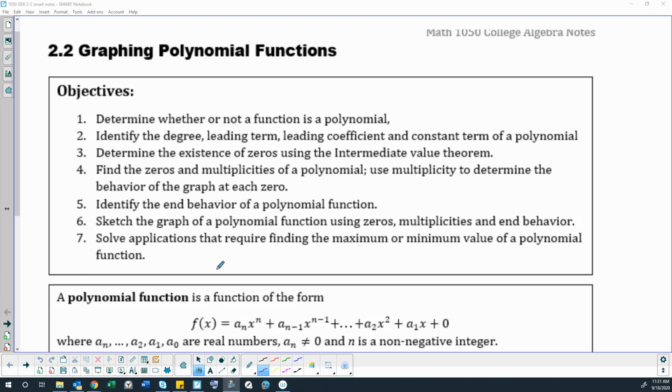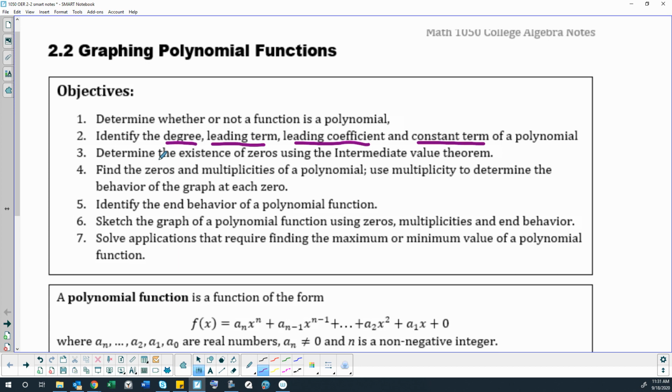Right, section 2.2, graphing polynomial functions. We need to be able to know whether or not a function is a polynomial. We need to be able to identify degree, leading term, leading coefficient, and the constant term of a polynomial, because all of those numbers have significance in helping us understand the graph.